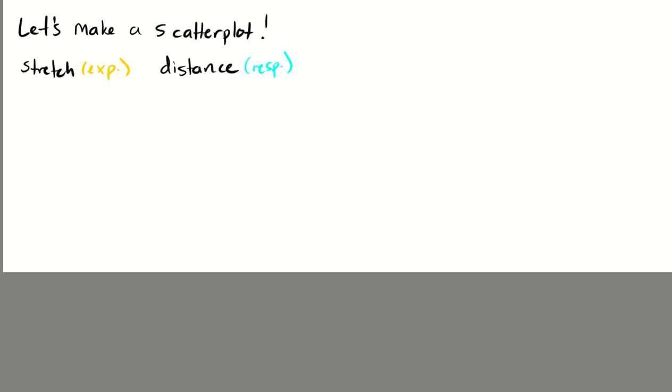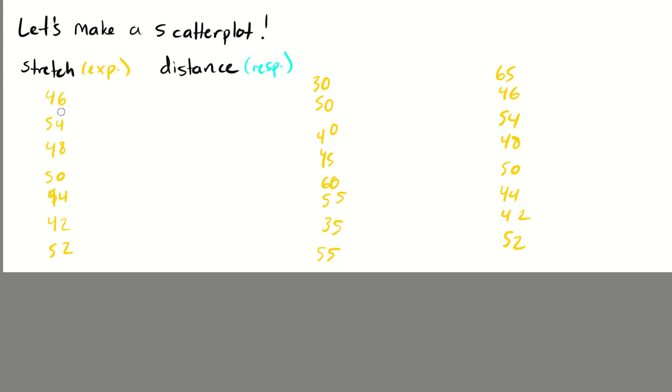So bear with me while I write down this data. Hope I don't run out of room. There should be 44. So these are still the explanatory variable values. I'm just continuing them over to the right here. And here are the response variable values.